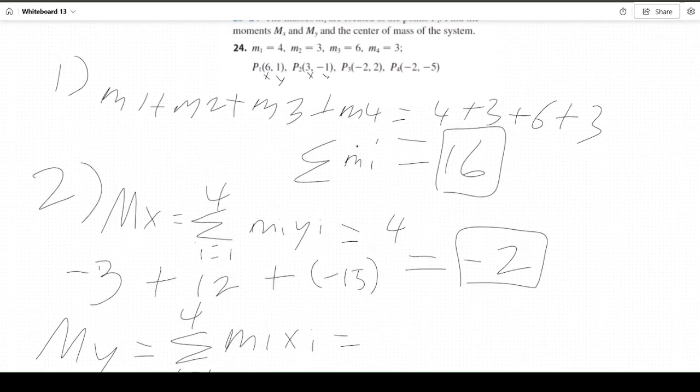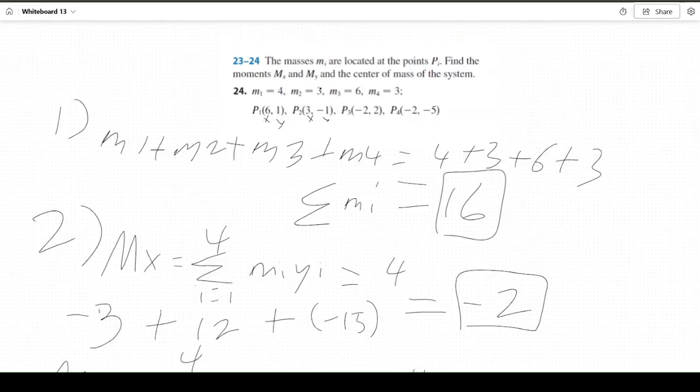Basically over here we would have 4 times 6, that would be 24. 3 times 3 equals 9. 6 times -2 is -12. And 3 times -2 is -6.